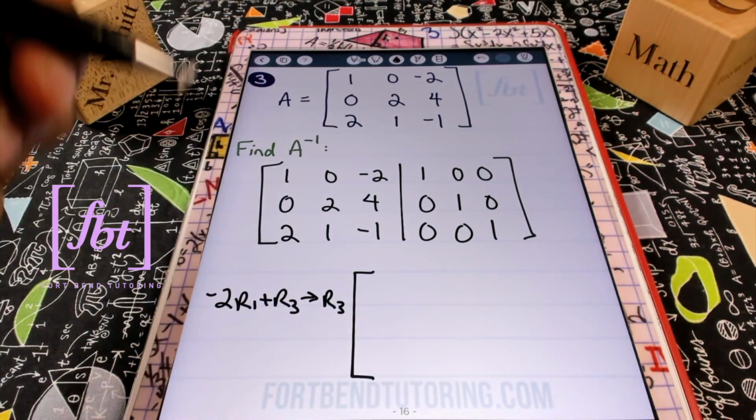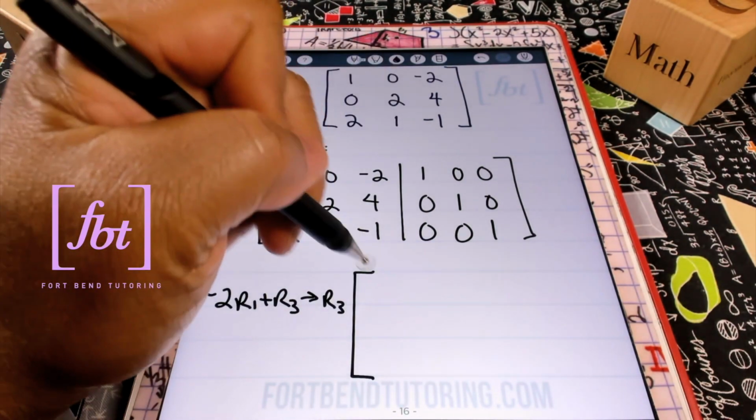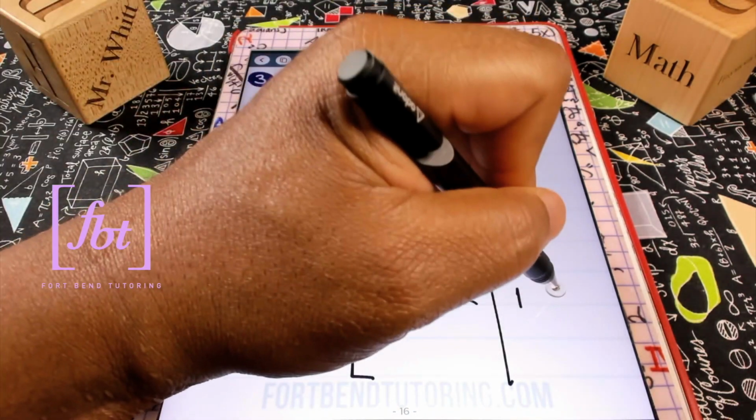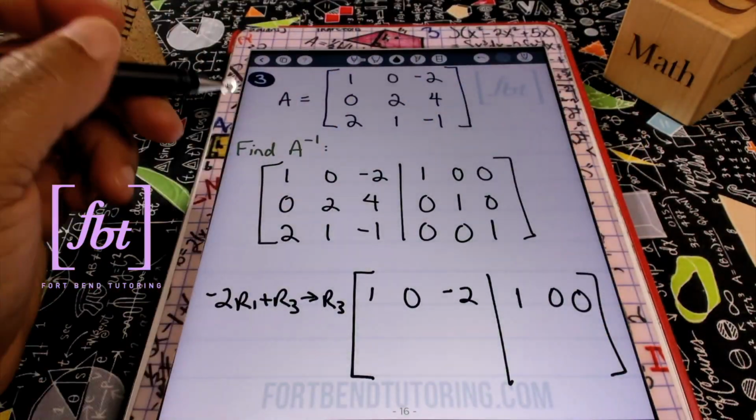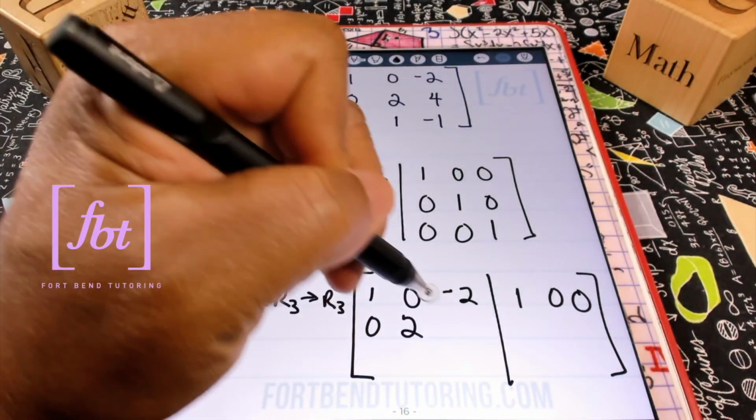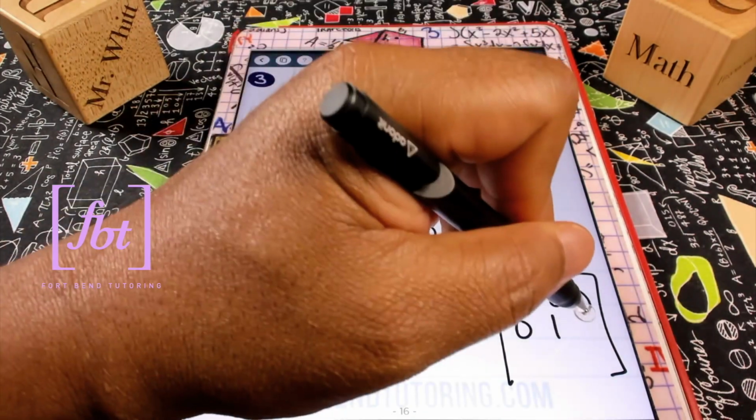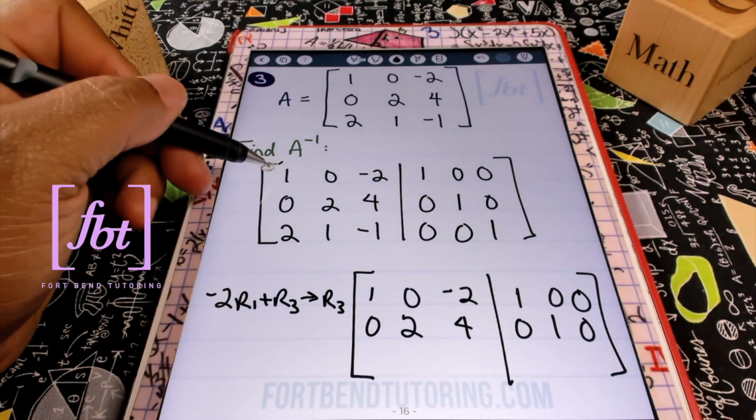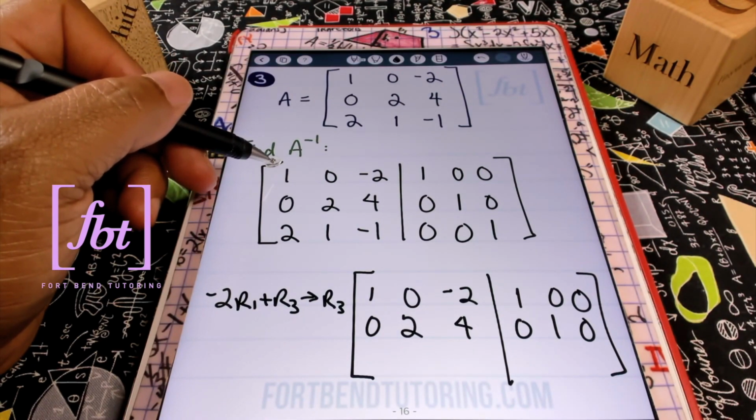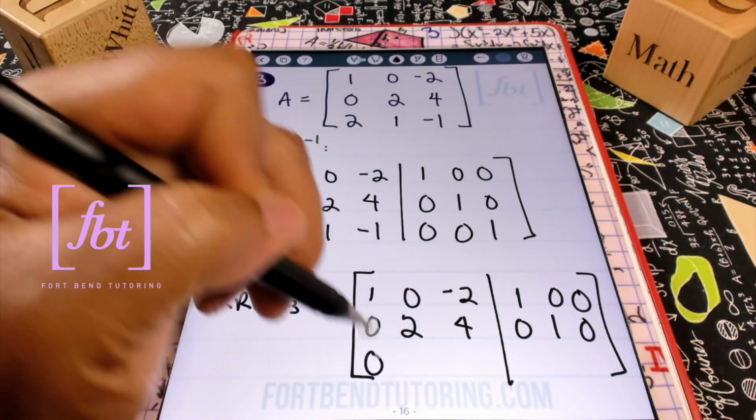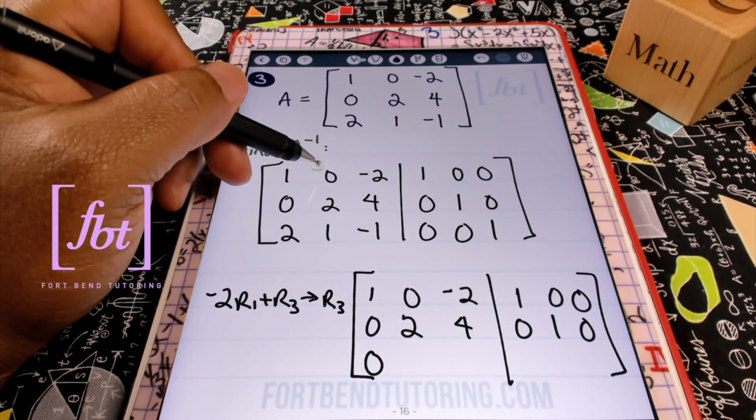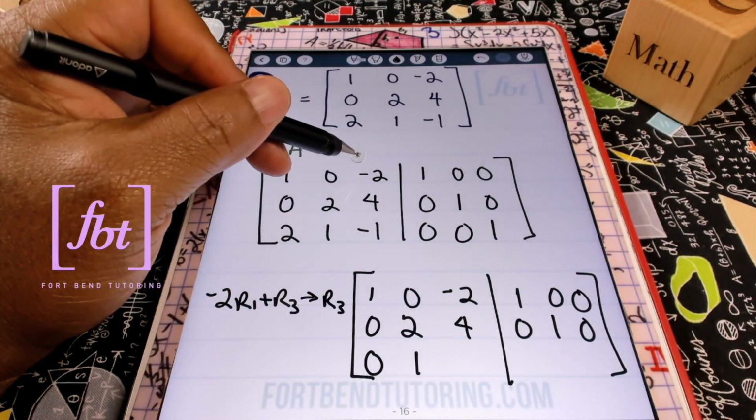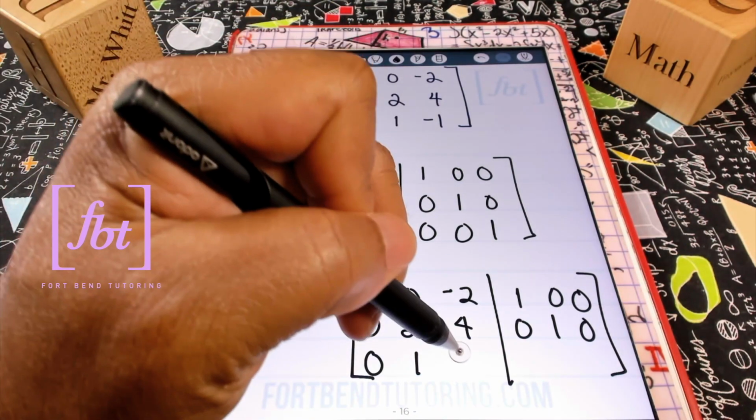So that means that my first 2 rows will go unchanged. So I'm going to bring down 1, 0, -2, 1, 0, 0. Then the second row, 0, 2, 4, 0, 1, 0. In order to get this third row, we're going to be multiplying -2 times 1, which is -2, adding 2 to it in order to get 0. -2 times 0 is 0. 0 plus 1 is 1. -2 times -2 is 4. 4 and -1 give us 3.